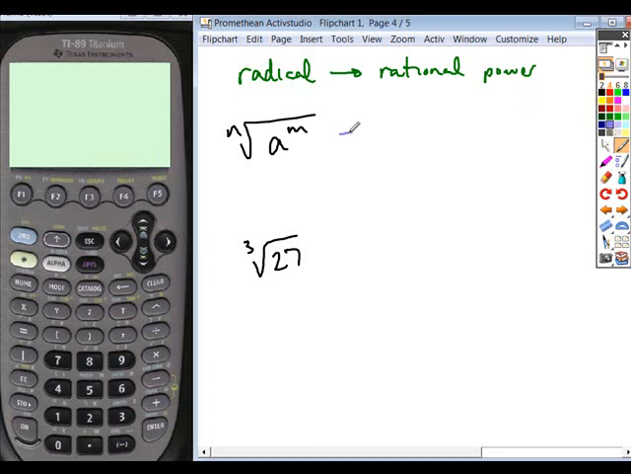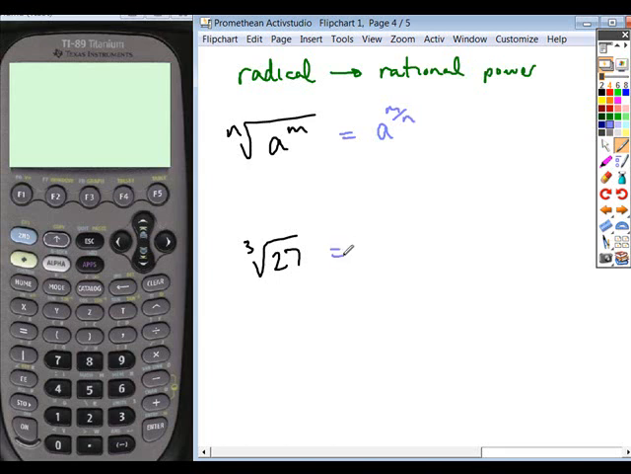Okay. When you convert this into rational power, you're going to take the base, a, to the power of m. That doesn't change. Take exactly what's inside your radical, and that number is going to stay the same. And all you're going to do is put a rational power, meaning a fraction, in your power. So m divided by whatever your index is. So the index simply comes down to the denominator of your rational power.